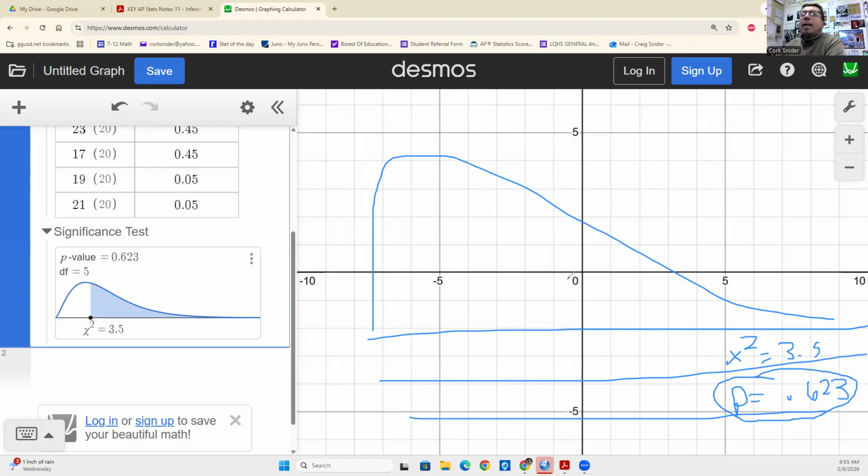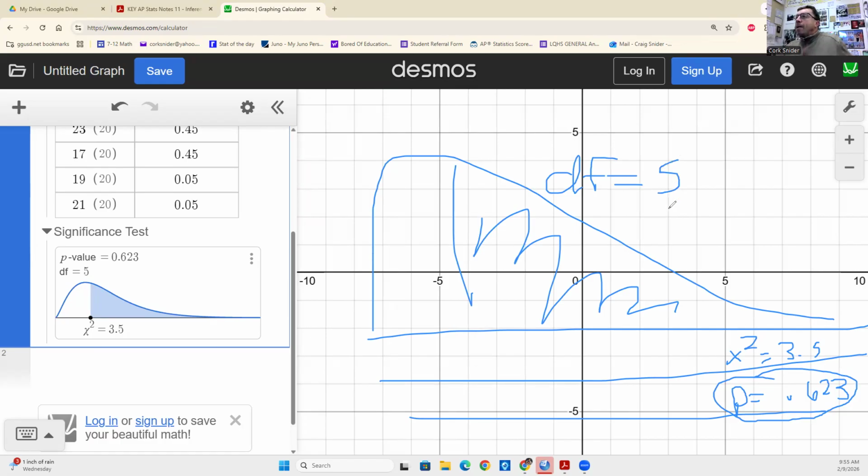We do not have enough evidence. This is all the shading. We do not have enough evidence to suggest that the die is not fair. Okay, this set of rolls doesn't prove an unfair die. Okay, that's how you would draw it. Is that simple or what? Okay, so pause that if you need to, of course.